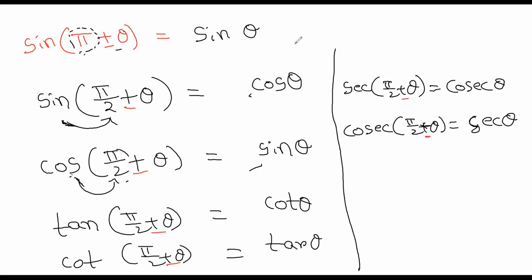Remaining for all is the same. For cos of pi plus, it remains cos itself. It follows for all the things. Only the change is when it is pi by 2.